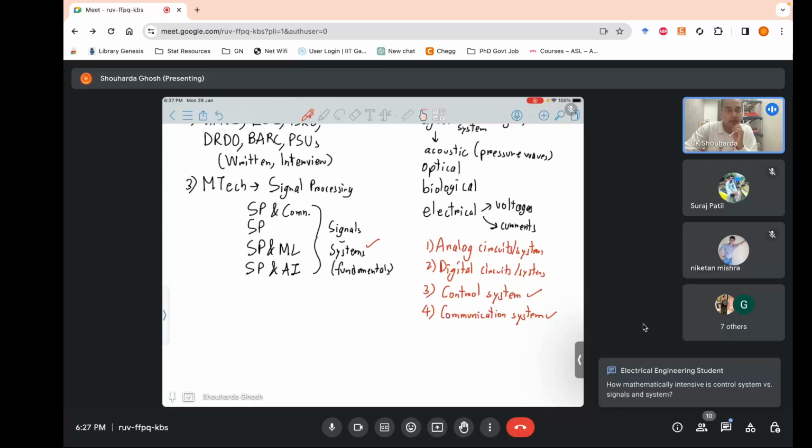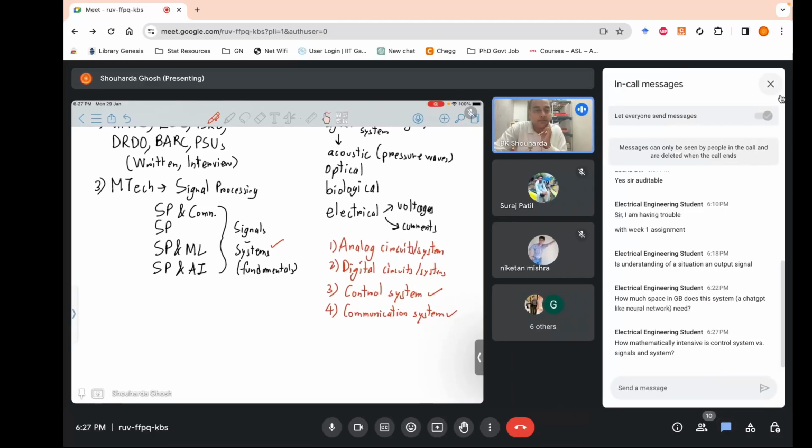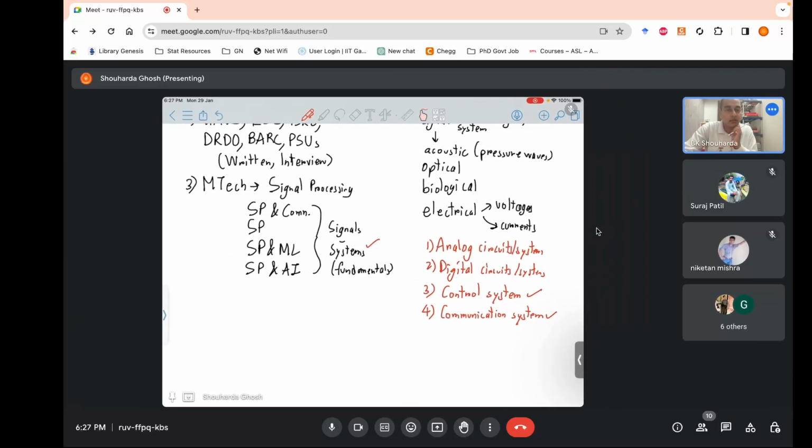As far as my experience goes, if you're talking about the GATE exam, I would say the control system is a bit more involved compared to signals and systems, because control systems have a lot of other things to deal with, like stability and all. The mathematics are a bit more.